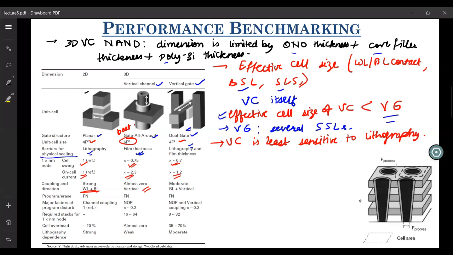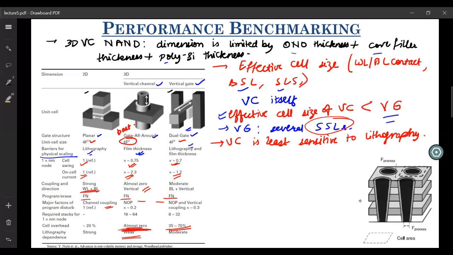But there are some other ways in which the charges get lost, and we'll be discussing them in the next slide. Regarding programming arrays, the same kind of functionality is being used, all three of them. Then regarding program disturb, it's channel coupling in the case of 2D, whereas it's neighboring nitride layer disturbance that I will discuss in the next slide. So don't worry about it. And the cell overhead, you can see that it's almost zero for your vertical channel, but it's kind of 35 to 70% just because you have several SSLs in the case of your vertical gate. And the lithography, you can see that it's very weak over here, while it is kind of moderate for your vertical gate, and it's very strong for your 2D NAND flash cell.